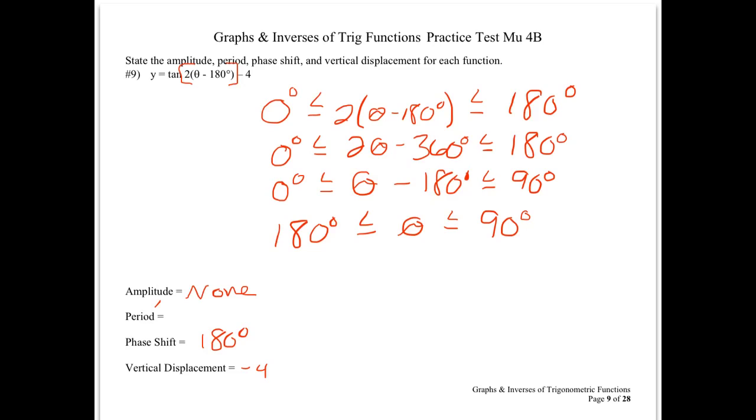And I made a calculation error here. This is not 90. It's 90 plus 180, which is 270. To find the new period, take the end of your period minus the beginning. So that's 270 degrees minus 180 degrees, which is 90. No amplitude, new period is 90 degrees, phase shift is 180, and vertical displacement is -4.